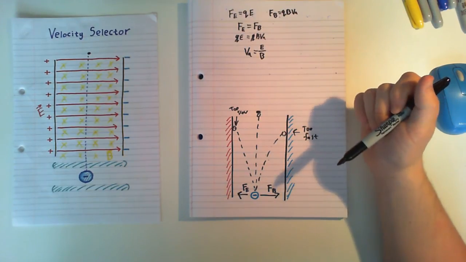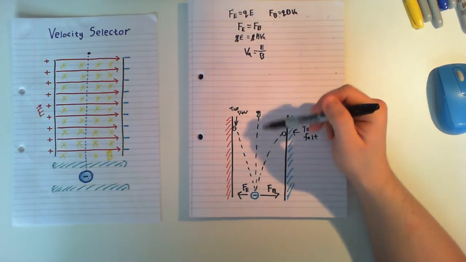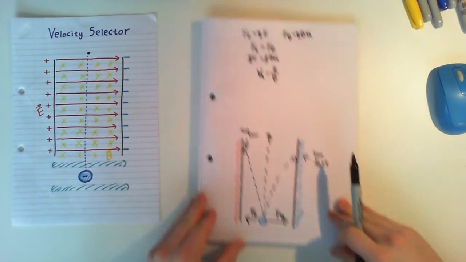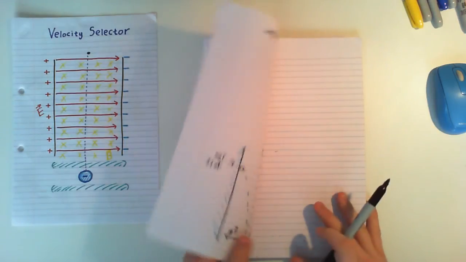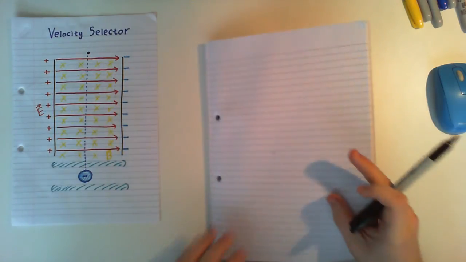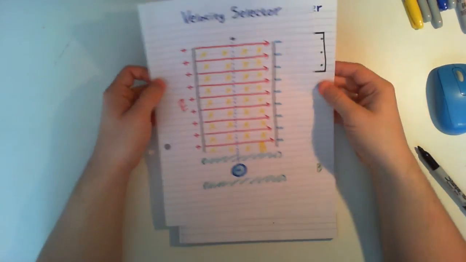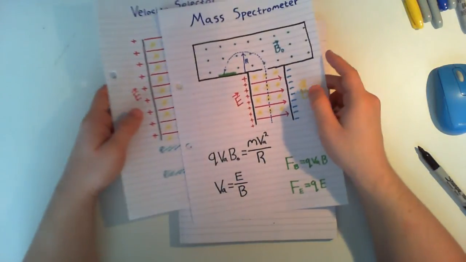Hope you're with me so far on all of that. So that's sort of how the typical velocity selector works. So now what we can do is we can move on, and we're going to take a look at the mass spectrometer.